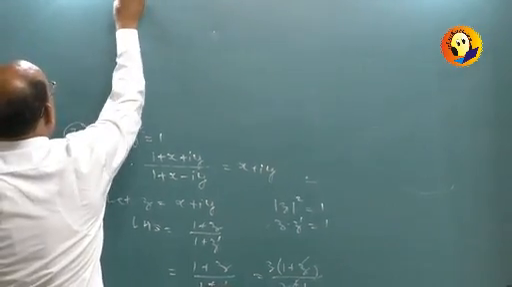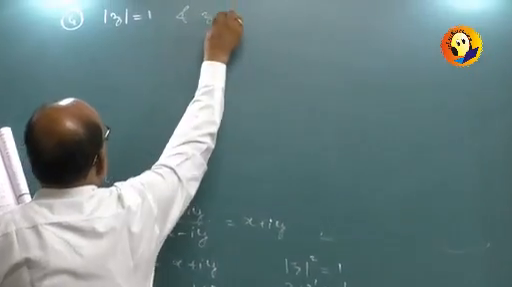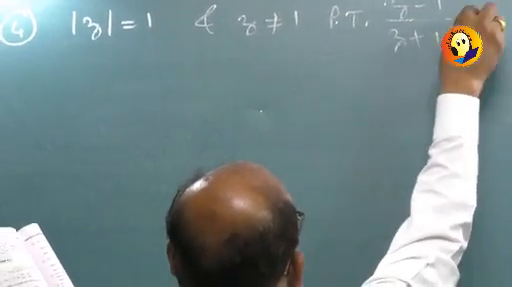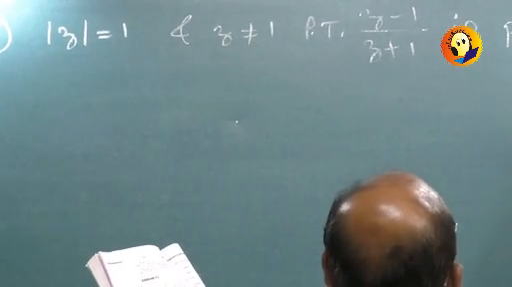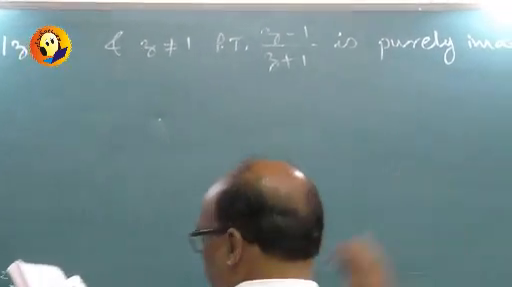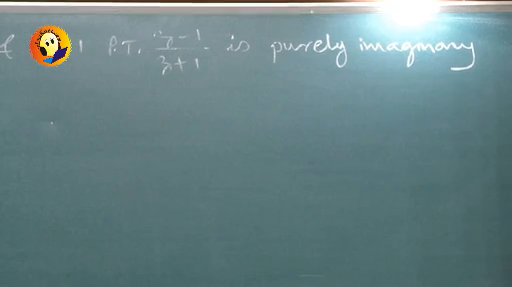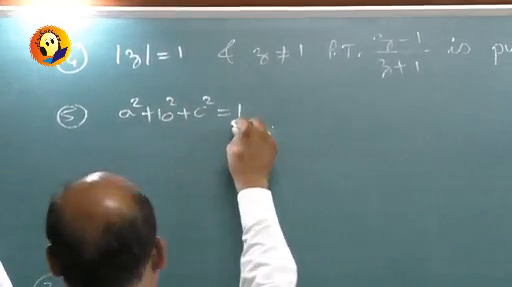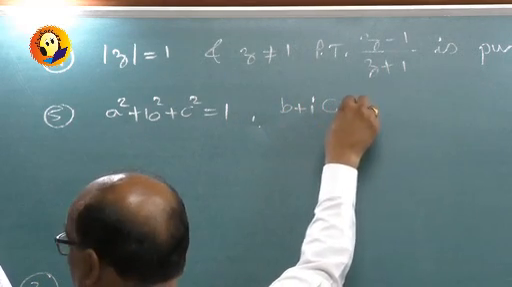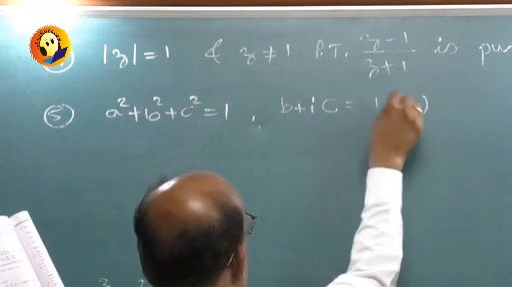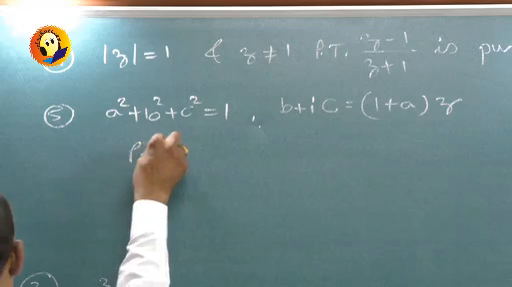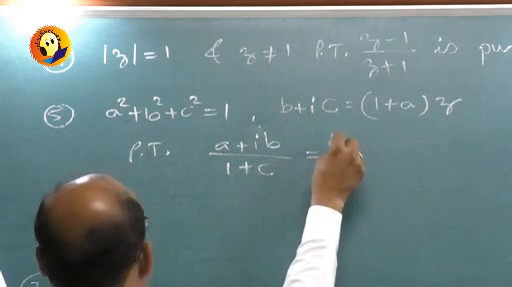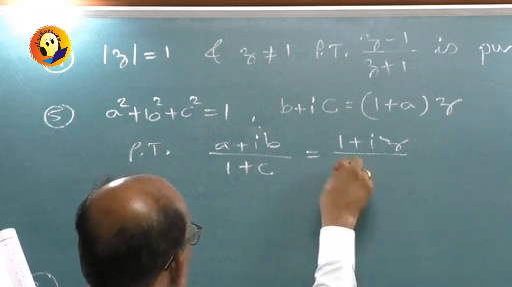In the fourth problem, it is given that mod z is equal to 1 and z is not equal to 1. Prove that z minus 1 upon z plus 1 is purely imaginary. In the fifth, a square plus b square plus c square equal to 1, b plus ic is equal to 1 plus a into z. Prove that a plus ib upon 1 plus c is equal to 1 plus iz upon 1 minus iz.